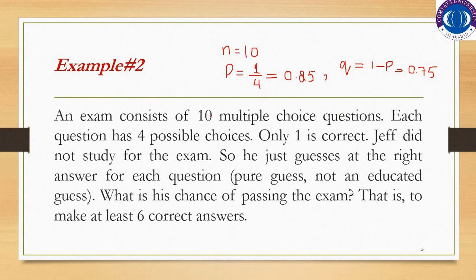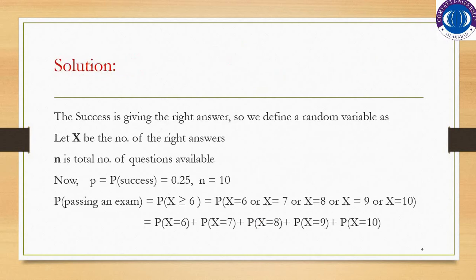Now the fourth property is that all successive trials are independent. Here the trial is attempting the question. If Jeff is going to attempt the first question, it would be his first trial. If he is going to mark the second question, this would be his second trial. So all successive trials are independent. One trial is not affecting the other trial. So all four properties of the binomial distribution are satisfied in this scenario. So we can apply the binomial probability distribution here.